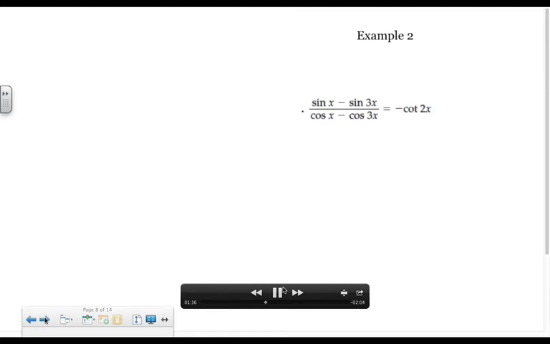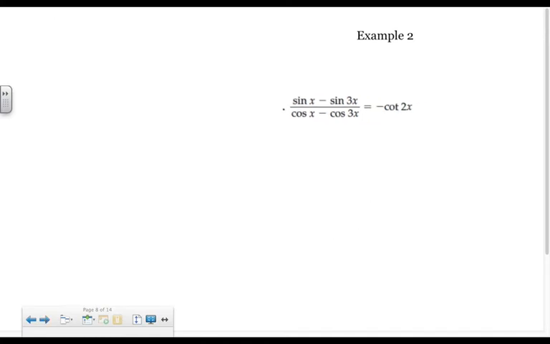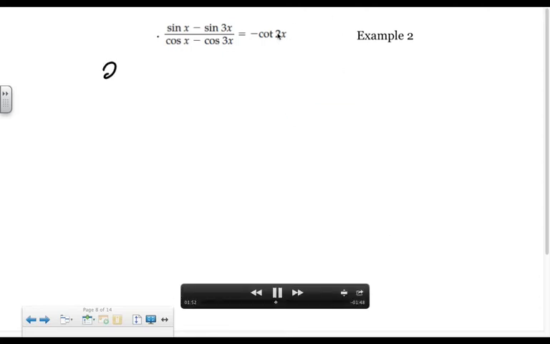All right, example 2. This is a proof. I'm going to prove that this is equal to that. Let's see how we're going to break this down. First, we're going to move it because it's a lot of work. Our goal here is to get a cosine over sine with a 2x so that we can get to cotangent. So I'm changing this using my cosine rule: 2 cosine of x plus 3x over 2, and then times sine.